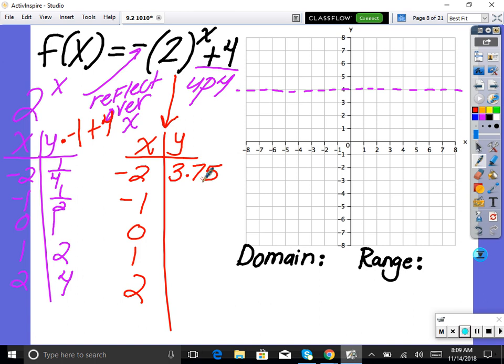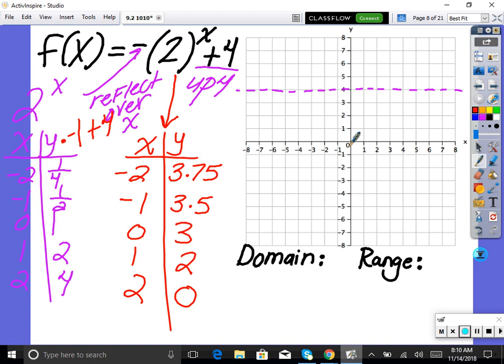A half times -1 is -1/2. -1/2 plus 4 is 3.5. 1 times -1 is -1. -1 plus 4 is 3. 2 times -1 is -2. -2 plus 4 is 2. 4 times -1 is -4 plus 4 is 0. And now I'm just plotting points.